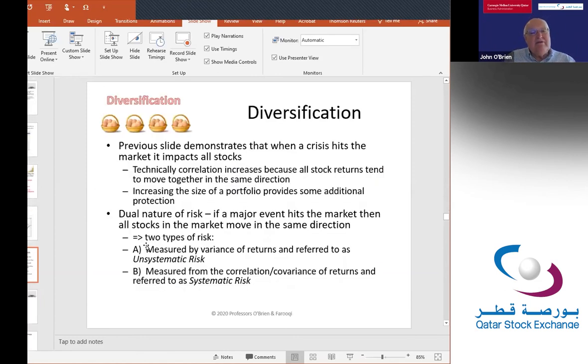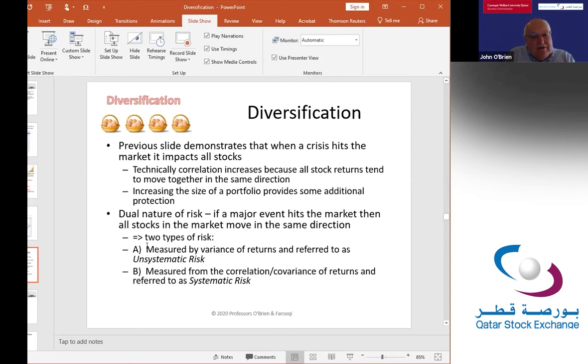But let's look at this now from a diversification perspective, okay? The previous slide demonstrates that when a crisis hits the market, it impacts most stocks, if not all stocks. So technically, correlation increases because all stocks now tend to move together in the same direction.